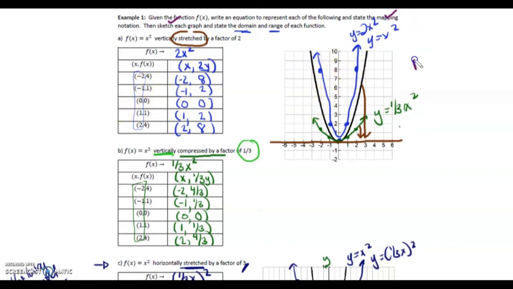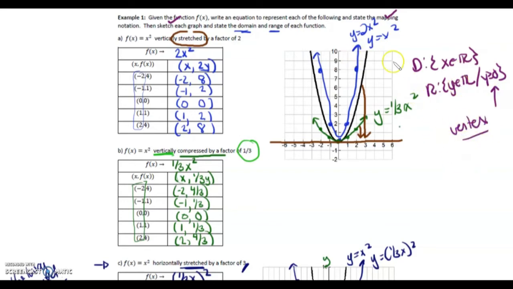So for these ones, domain and range, x is an element of the real numbers, and then the range, y is an element of the real number system, y is going to be greater than or equal to 0. Remember, this is part of our vertex, and our vertex didn't change. So this domain and range actually applies to both of these. It's the exact same thing.